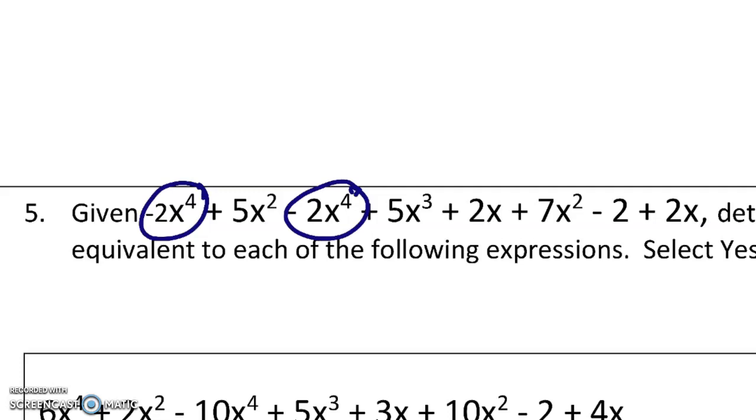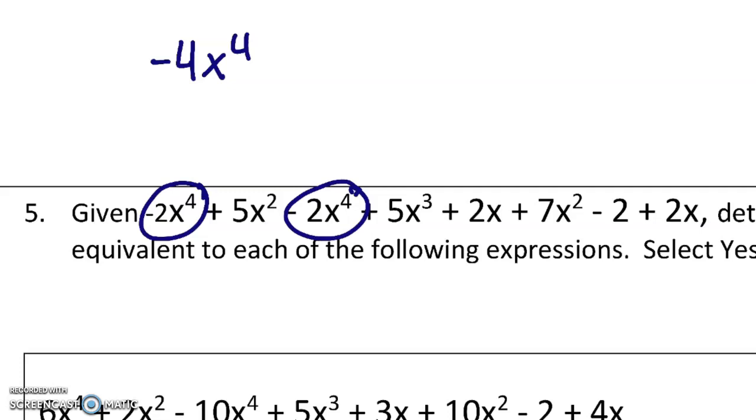So this is all scary. We've got a bunch of things going on here. We're just solving like normal. Negative 2x to the fourth and negative 2x to the fourth gives us negative 4x to the fourth. What am I looking for next? 5x to the fourth.